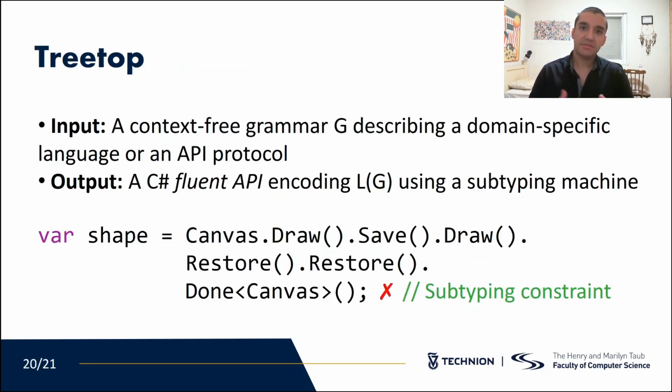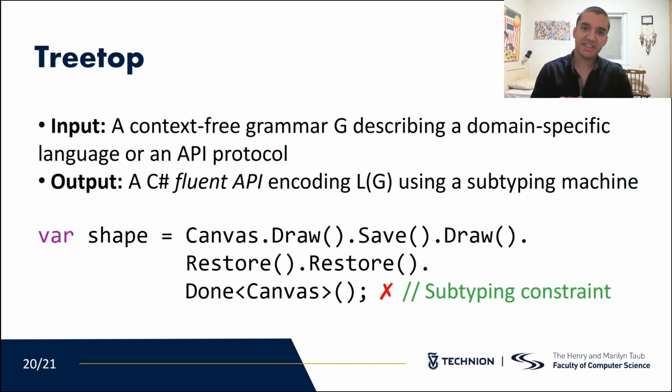In the paper, I described Treetop. Treetop is a subtyping machine compiler. The input of Treetop is a context-free grammar that describes an API protocol. The output of Treetop is a C# fluent API that enforces this protocol at compile time. It uses a subtyping machine. For example, we can use Treetop to generate a fluent API for the Canvas application. And then we can invoke this API using a chain of method calls in a fluent style.